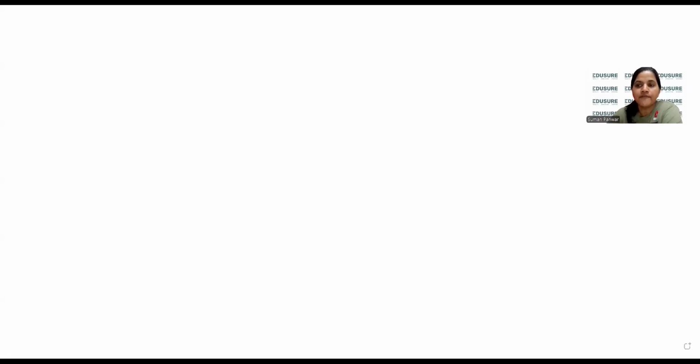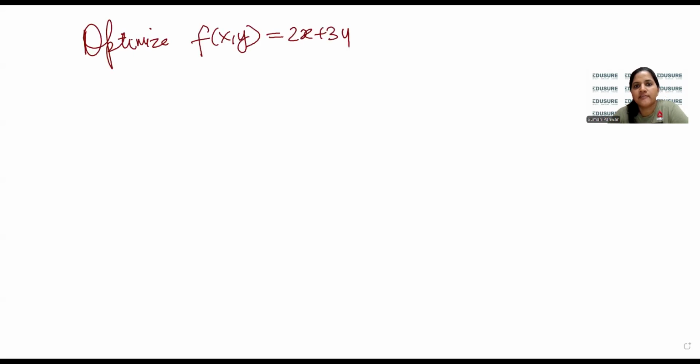Now we discuss a very special kind of problem from where we will get some insight on when to be really sure about the Lagrange multiplier method. Suppose we have to optimize f of x, y equals 2x plus 3y, subject to root x plus root y equals 5.